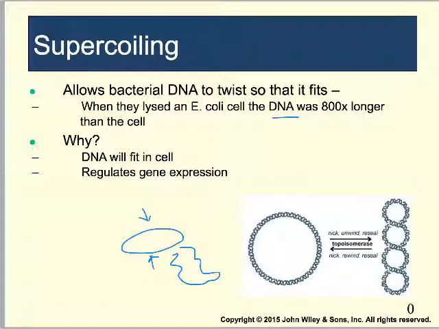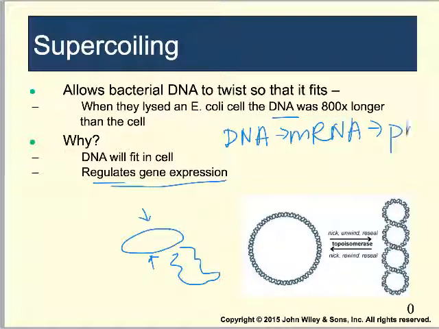Now, when we make proteins, and we're going from DNA to mRNA to a protein, we're doing transcription and translation. We also have to unwind it in order to read it to make proteins. So the supercoiling actually will regulate what genes are being expressed or what proteins are being made.